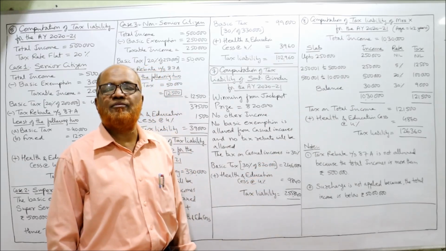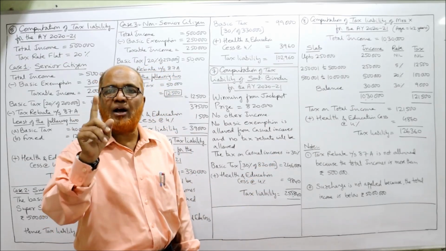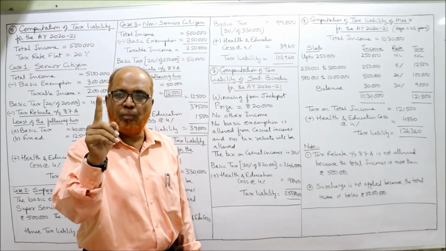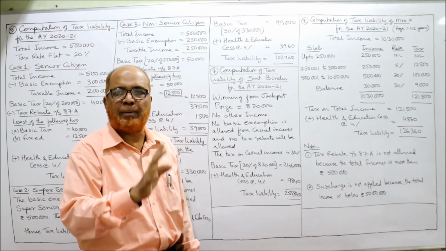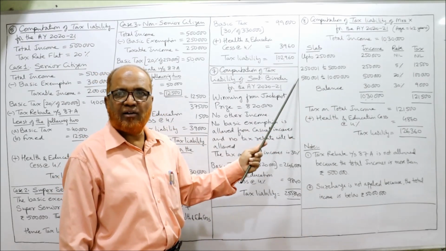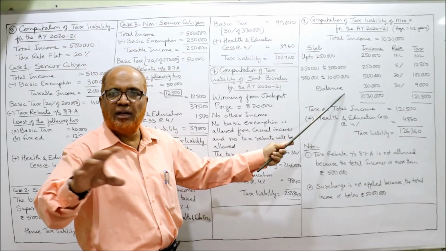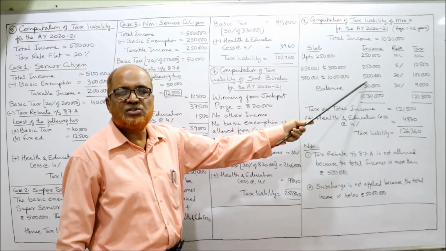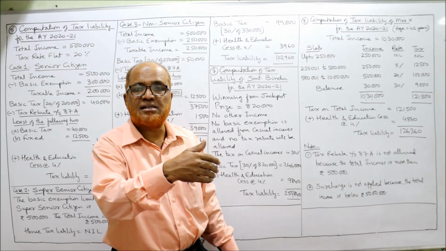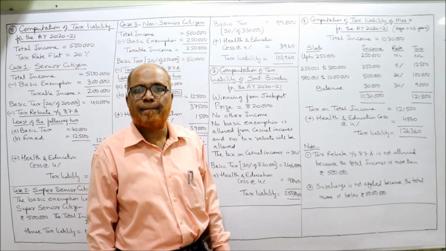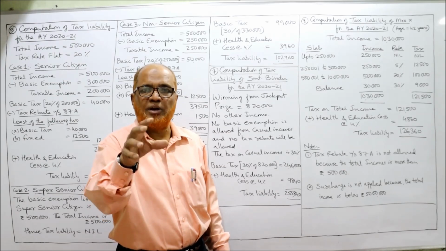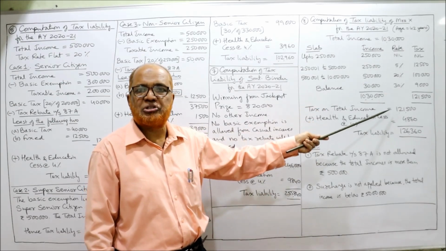Now the third slab will begin from 5 lakh 1 rupee and end at 10 lakh. So how much income is that? From 5 lakh 1 to 10 lakh, the income comes to 5 lakh. On this 5 lakh, the rate is 20%. These percentages are given by the Income Tax Act. It's not my percentages. Normally students will get less marks in income tax because they forget all these provisions.